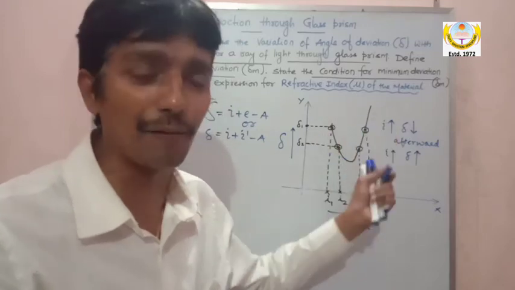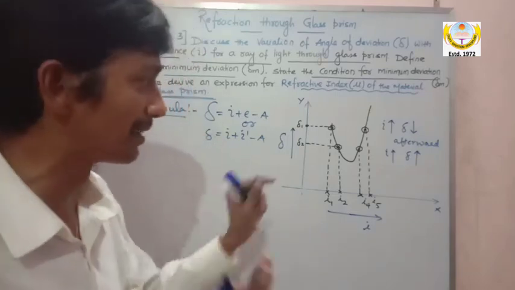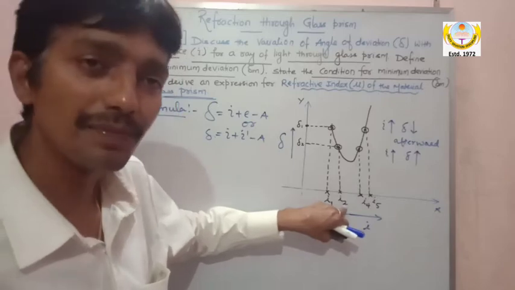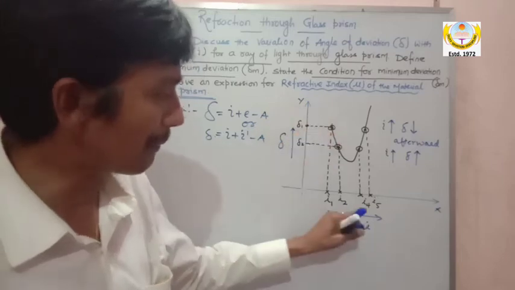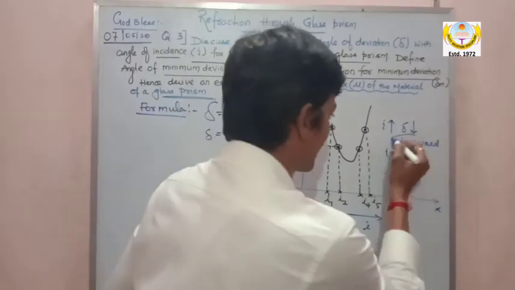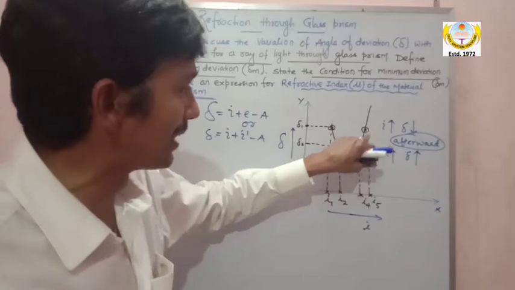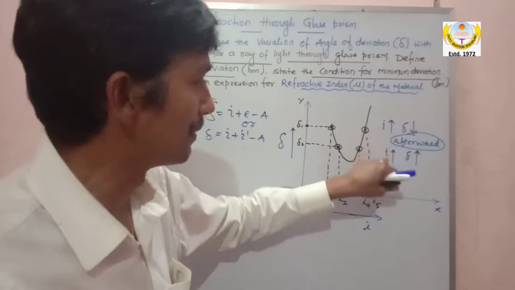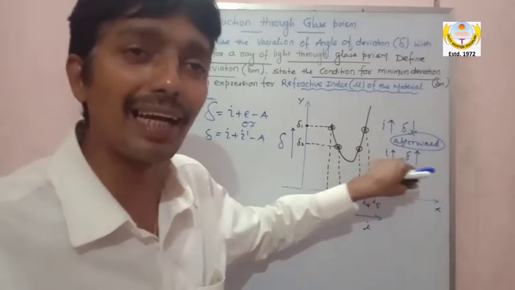Look at the graph carefully. The graph reveals something, my dear. Please make sure first, slowly, the graph reveals something. What is it showing? Sir, when I increases from I1 to I2, delta decreases, delta 1 to delta 2. But when I increases further, when it reaches I4, I5, delta increases, that is it goes from delta 2 to delta 1. You can see in the graph: first I increases, delta decreases, but afterward, I increases, delta also increases.